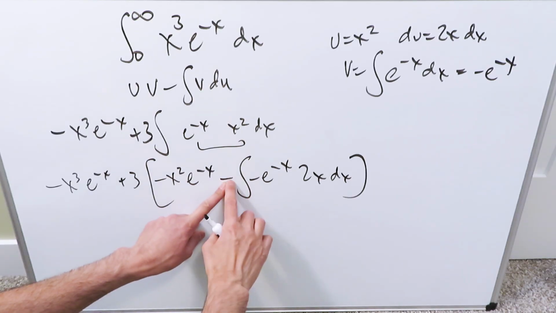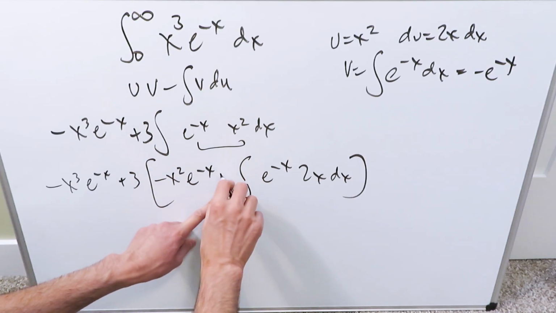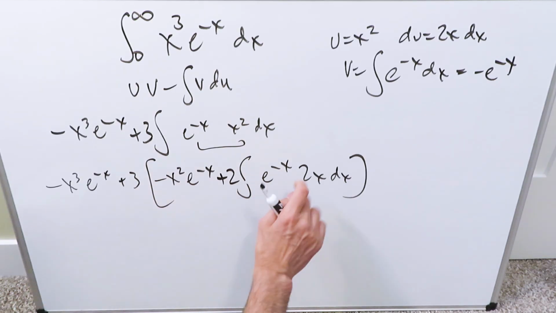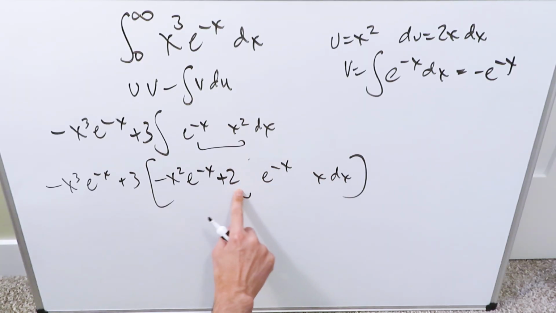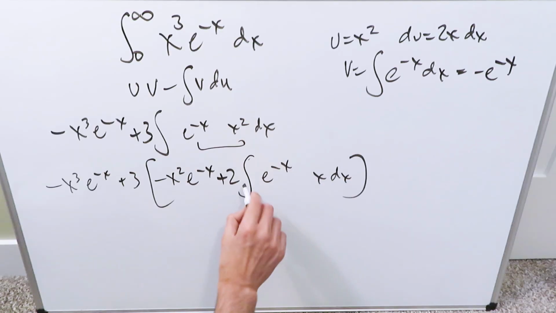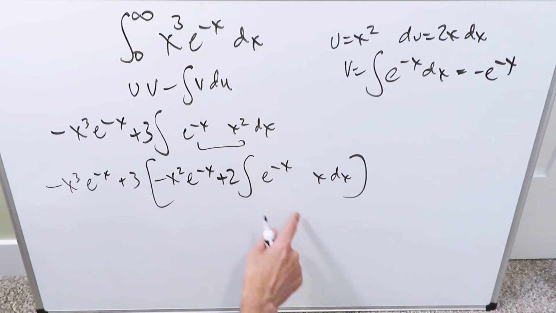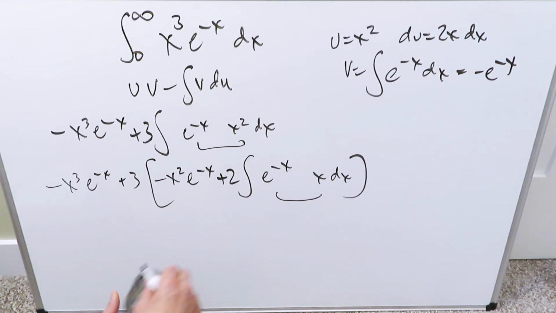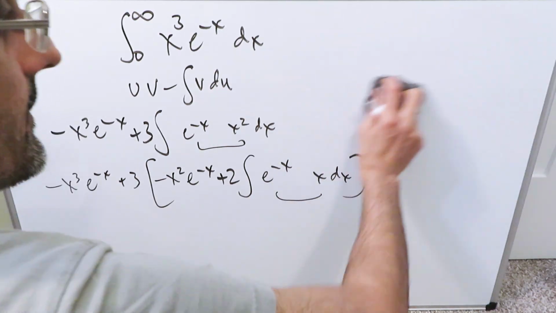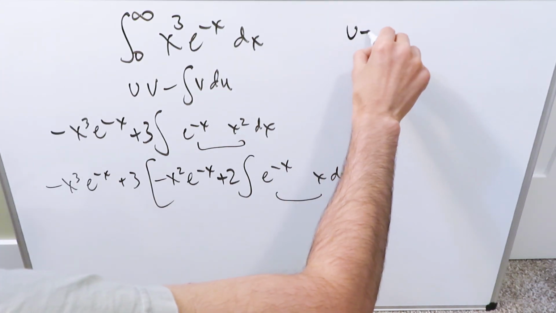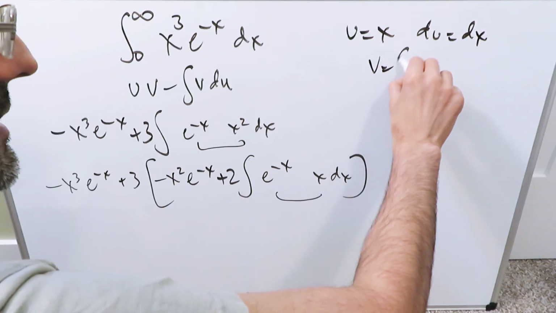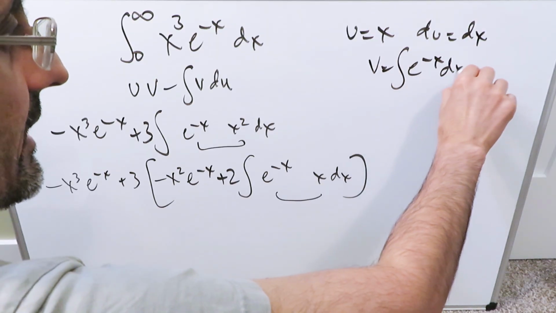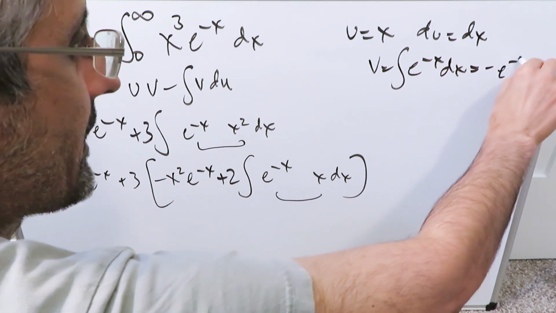Focus right here. The minus and the minus will become a positive. I have a constant, I'll push it out. And then I'm looking at just this, e to the minus x, x. Now, what we can do if we want is open up everything, or we can just leave everything as is for now. Let's do another round of substitution for this part right over here. I'm doing another round. U is equal to x, du is equal to dx, v is equal to the integral e to the minus x dx, which you know is minus e to the minus x.